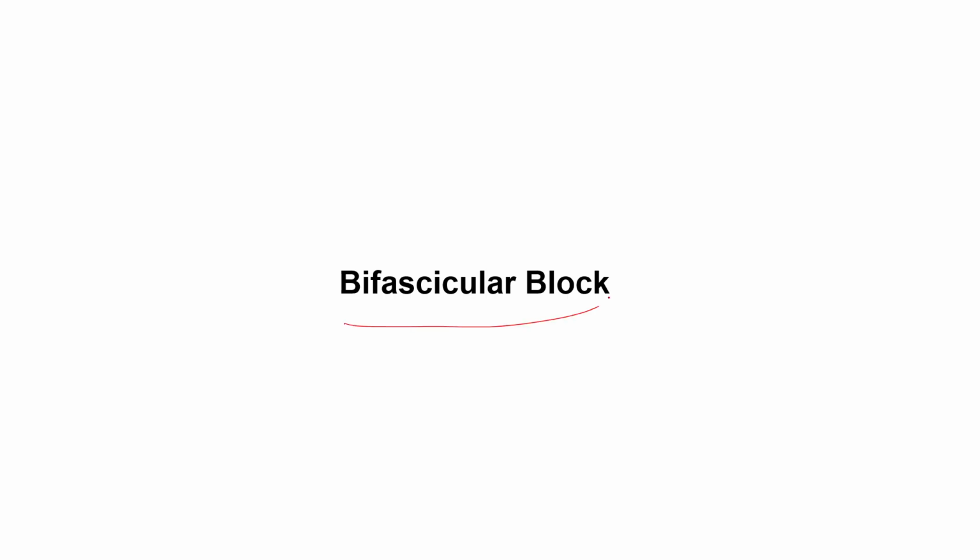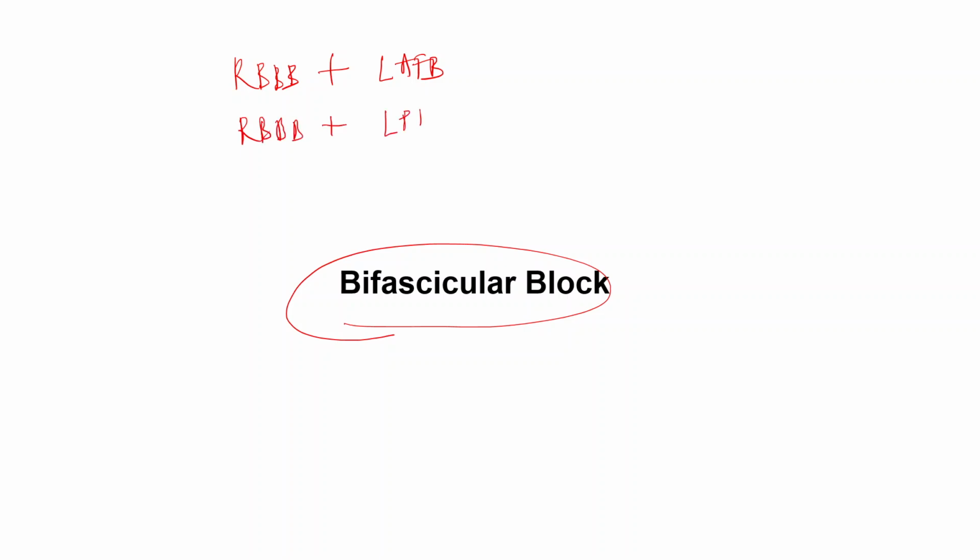Now what is bifascicular block? Bifascicular block means right bundle branch block plus left anterior fascicular block, or right bundle branch block plus left posterior fascicular block. So bifascicular blocks have been described in the context of right bundle branch block. If right bundle branch block is associated with any of the fascicular blocks, that is known as bifascicular block.